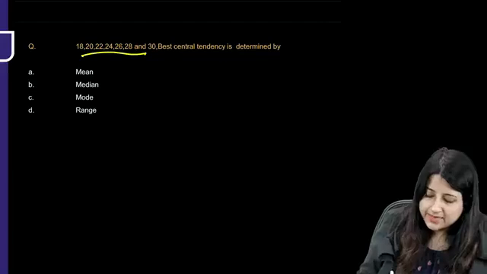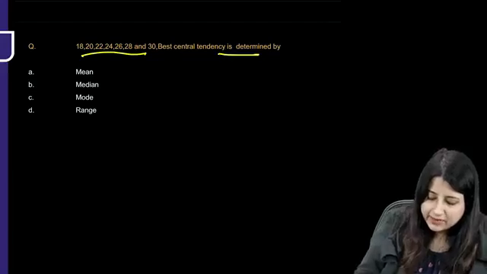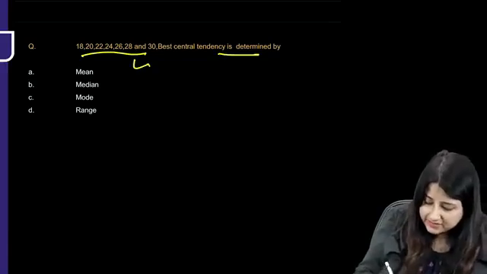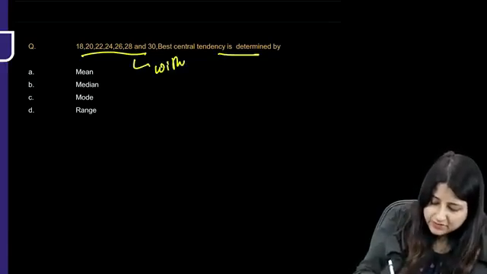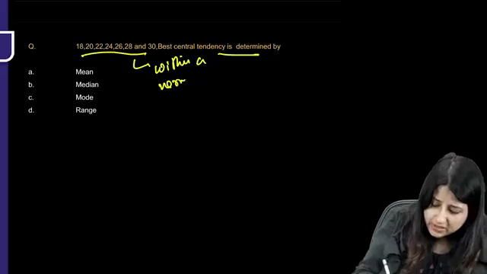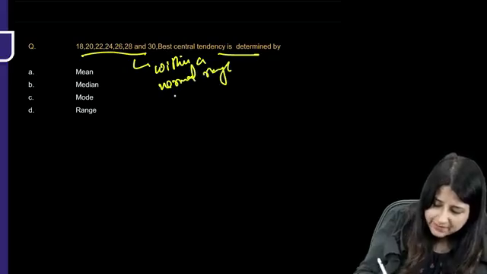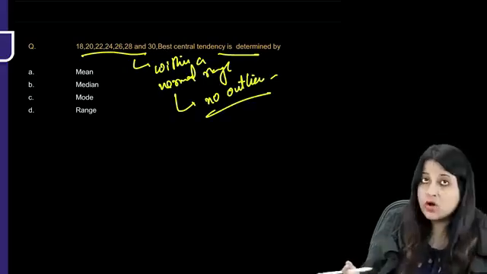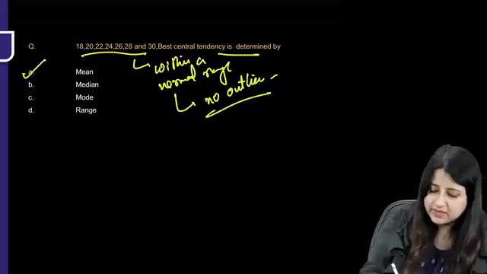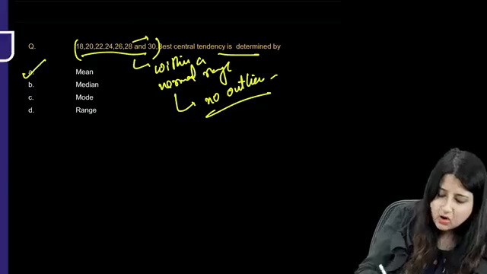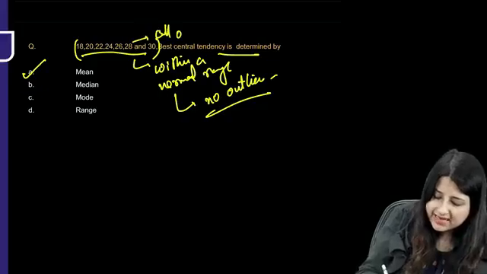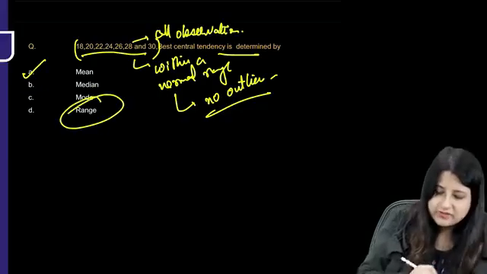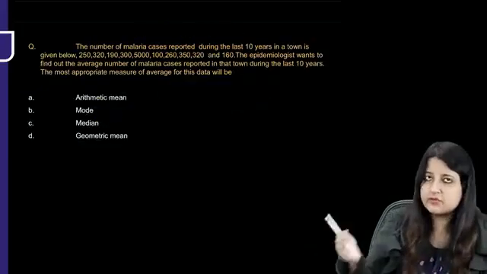Now over here, best central tendency, the values 18, 20, 22, 24, 26, 28, 30. If you see this data set, it is within a normal range. What do I mean by this? That there are no outliers here. So when there are no outliers, my best measure is mean, because it is going to consider all observations. When I calculate mean, it is going to take all observations. Range, don't worry, it is a measure of dispersion which we are just going to revise.